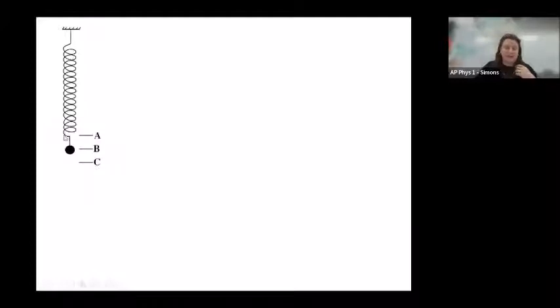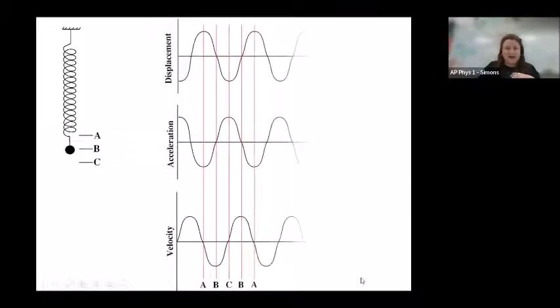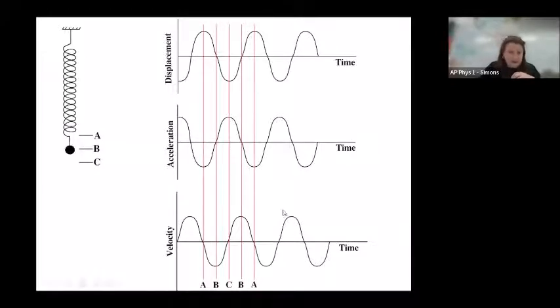All right, so let's talk about vertical springs a little bit. Let's say I have a spring that's hanging like this with a mass on it, and I'm going to let it bounce up and down. I can graph the displacement, the acceleration, the velocity from point A to B to C to B to A, and let it repeat.